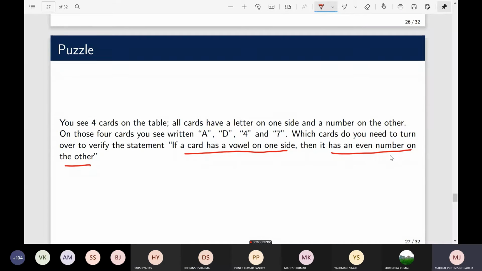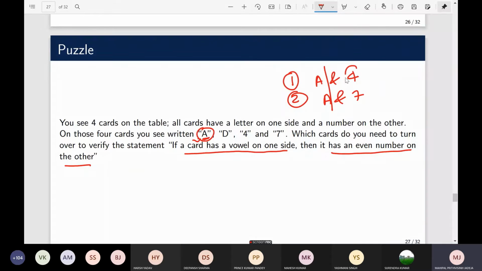The first answer is saying A and 4. The second answer is A and 7. So both of them have A in common. So all of you agree that we need to flip this card. Why? Because this card has a vowel on one side, as we can see A is written over here. So how will we verify whether it has an even number on the other side or not? So we need to flip this card for sure. Okay, good. So this is fine.